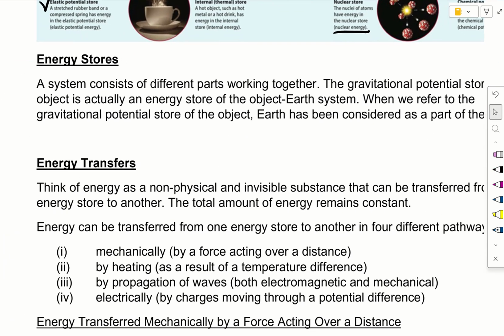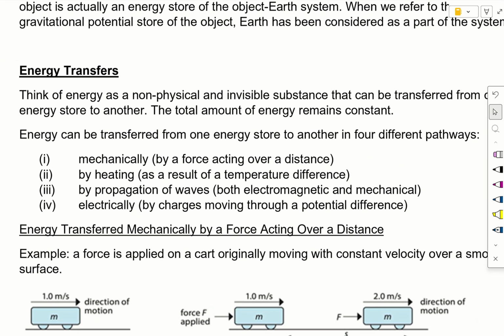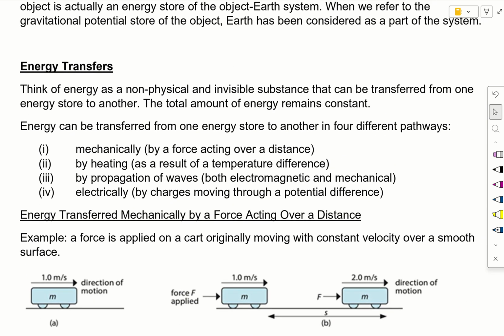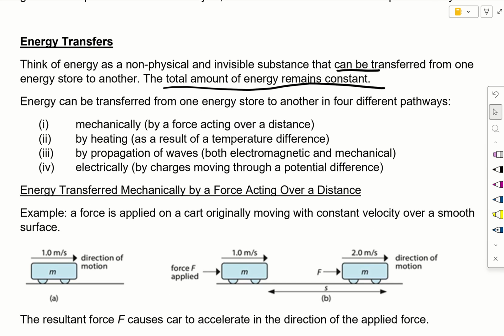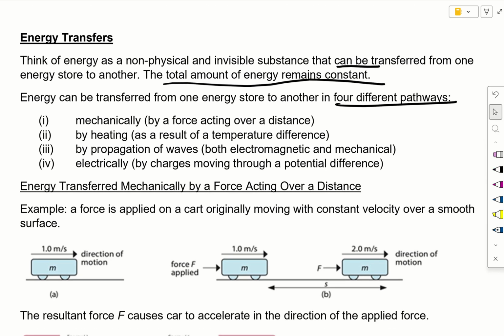So what is energy transfer? We can think of energy as a non-physical and invisible substance that can be transferred from one energy store to another. So the total amount of energy remains constant. Now there are 4 different pathways as to how energy can be transferred from one store to another.